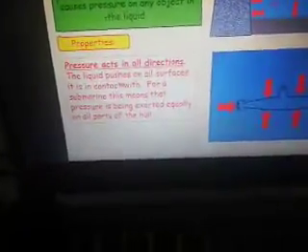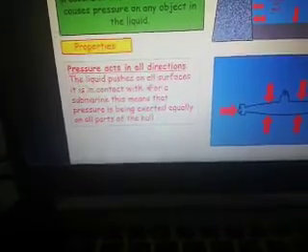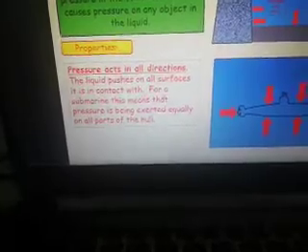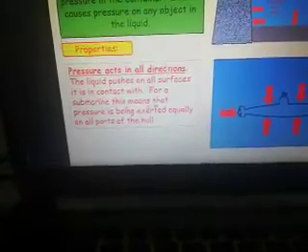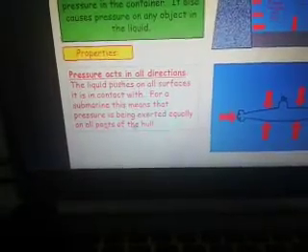Number one, pressure acts in all directions. The liquid pushes on all surfaces it is in contact with. For a submarine, this means that the pressure is being exerted equally on all parts of the hull. Hull means the body of the submarine.